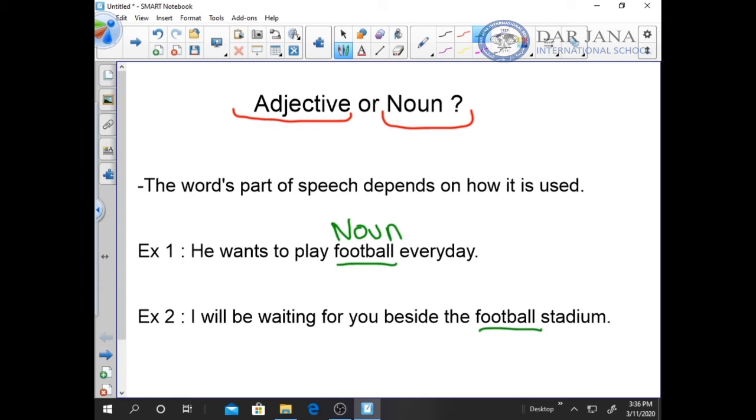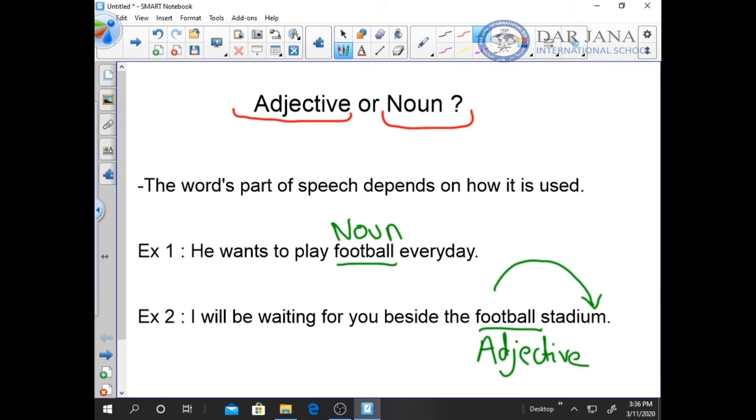The word football here is describing which stadium I will be waiting for you beside. So football here is describing the word stadium. I will be waiting for you beside the stadium. What kind of stadium will I be waiting for you beside? The answer is the football stadium. So here football is an adjective describing the word stadium.